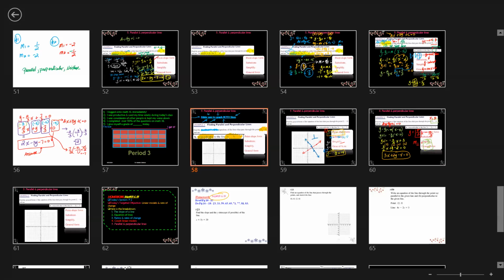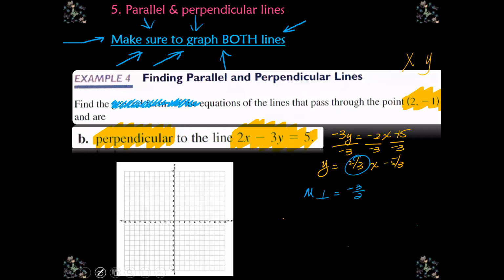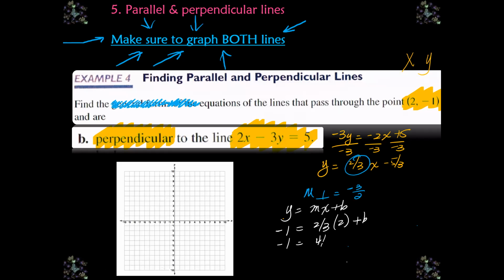Last time I used point-slope form. This time, let's use slope-intercept form, which is y is equal to mx plus b. My y value given to me from the equation is negative 1. Slope is negative 3 over 2, my x is 2, plus b. Distribute this, we're multiplying it out, negative 3 plus b. I want to add 3 on both sides, so I have a negative 1 plus 3.